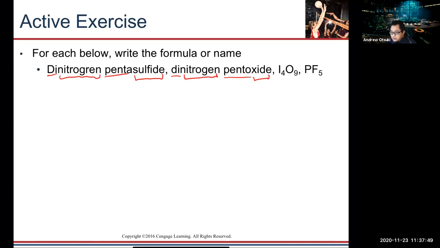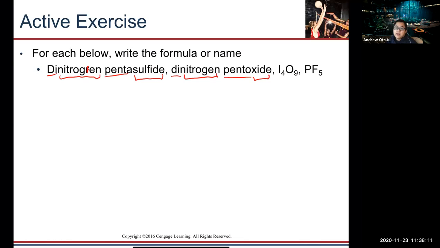Nitrogen is actually spelled incorrectly here, so let's just erase that R. Just cross it out. Sorry about that. Then penta means 5. And when we have penta in front of sulfur or the sulfide, that means we have 5 sulfur atoms in the chemical formula.